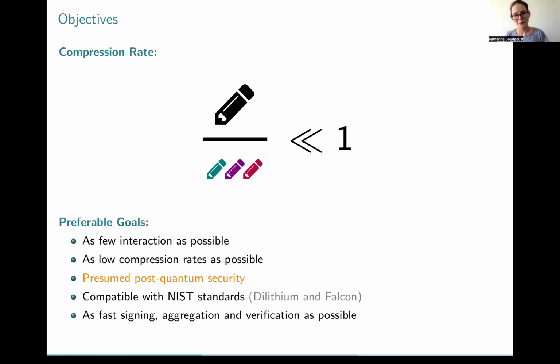Because we're here in a post-quantum workshop, we would like to guarantee presumed post-quantum security. Ideally, we want to aggregate signatures that are going to be standardized, and in particular, I'm going to focus on Dilithium and Falcon today. What I'm less focusing on, but which should always be kept in mind, is that we also want to have fast signing, fast aggregation, and fast verification.